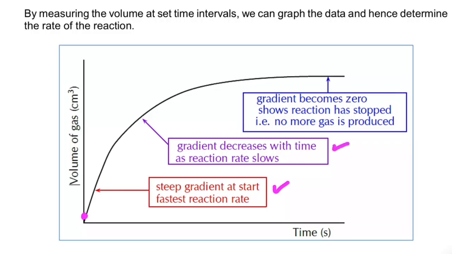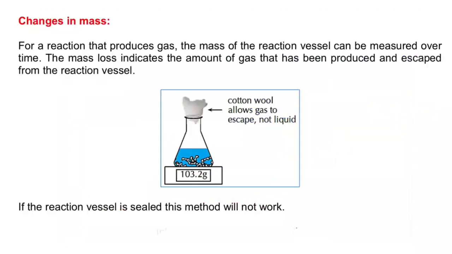And then ultimately, at the end of the reaction, we expect our line to be flat, showing that the reaction has stopped. There is no more gas being produced. Another technique we can use to measure the rate of a reaction is to measure the change in mass, as you can see in the setup. For a reaction that produces gas, the mass of the reaction vessel can be measured over time. The mass loss indicates the amount of gas that has been produced and escaped from the reaction vessel.